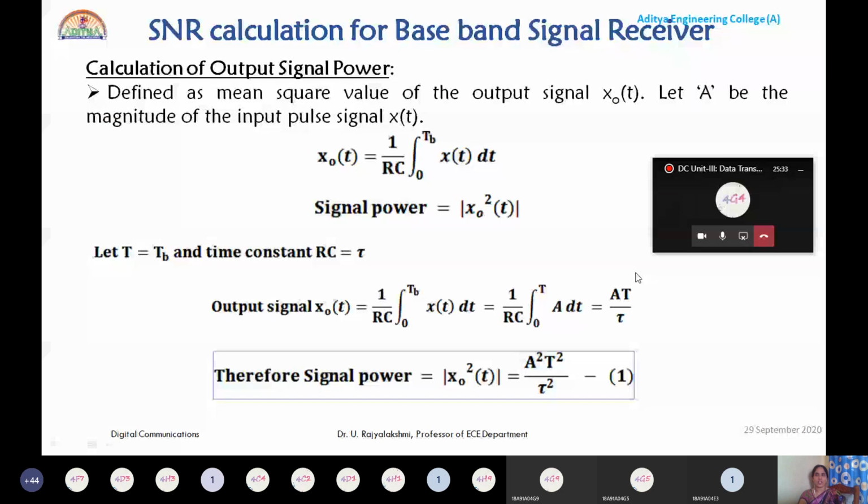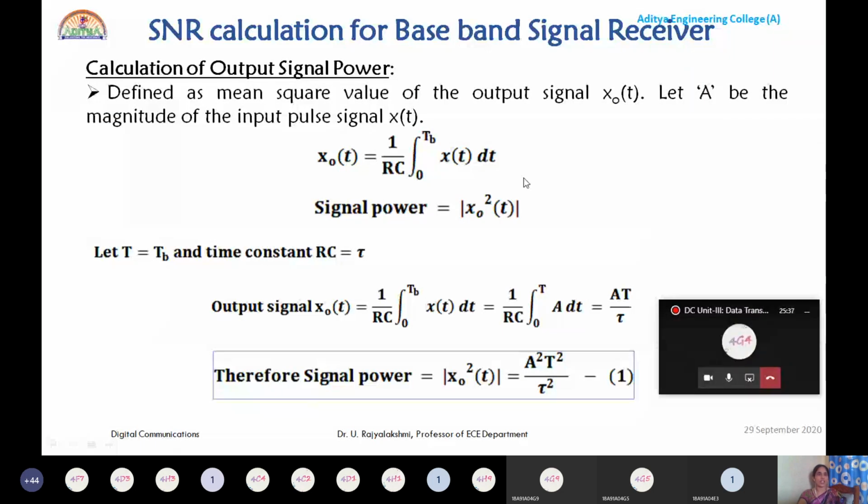Now, please observe the corresponding slide shown here. In order to calculate the output SNR, it is defined as the ratio of output signal power to output noise power. How can you define output signal power? You know the definition, because you calculated signal power and noise power in analog communication. It is defined as the mean square value of the output signal x_0(t). So what is the output signal power? The mean square value of the output signal.